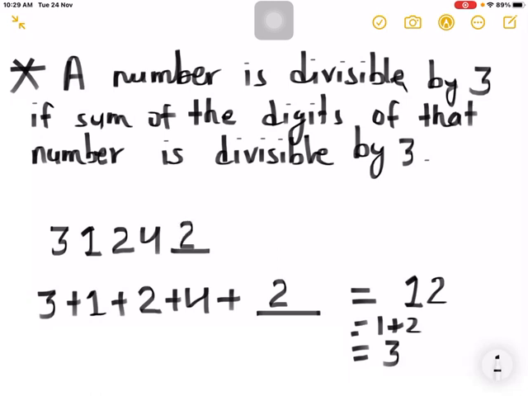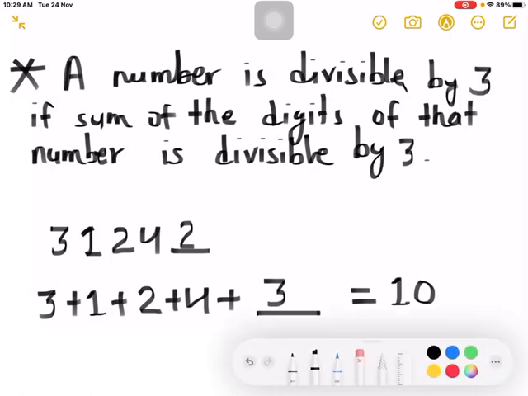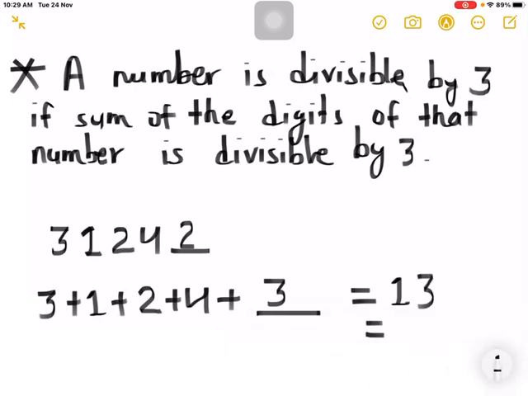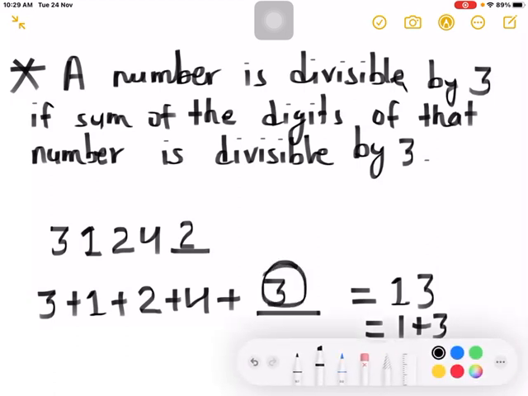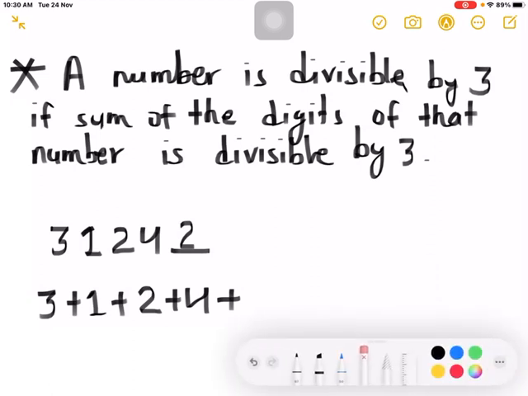If you add 2 here, then what if you want to add 3? Then let's see. What if you add 3? Before, it was 10, isn't it? If you add 3, then here the sum will be 13, which means 1 plus 3 is 4. It is not divisible, so 3 is not the appropriate number. So 2 is our appropriate number.